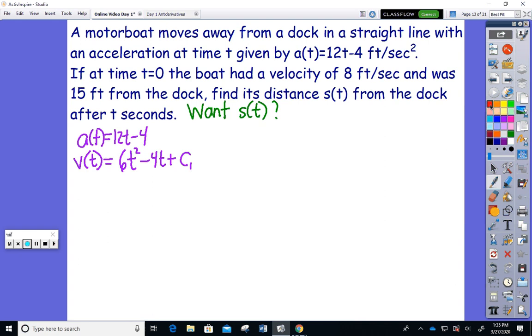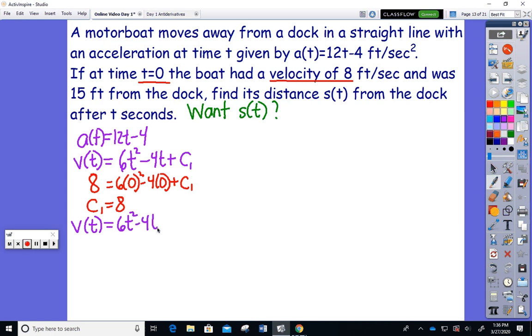So I look and notice that it says at time 0, velocity is 8. That means if you plug in 0 for time, you get a velocity of 8. Oh, so that gives you that C1 is 8. What does that do for you? Well, it tells you that v of t now has a particular solution of 6t squared minus 4t plus 8.